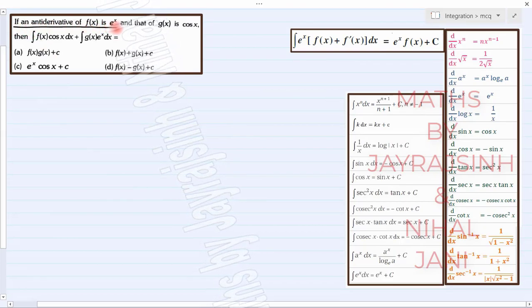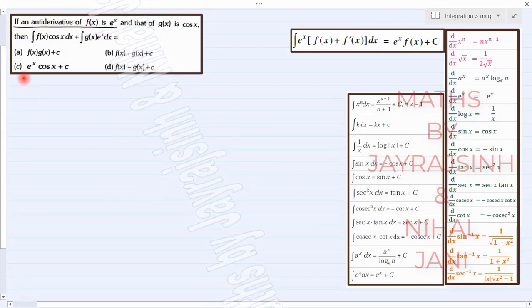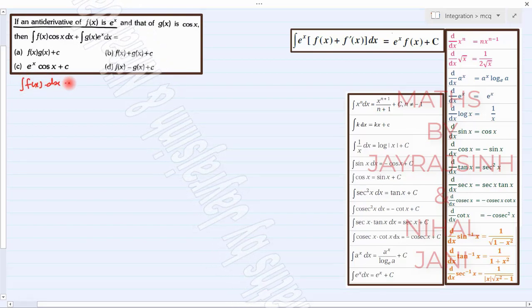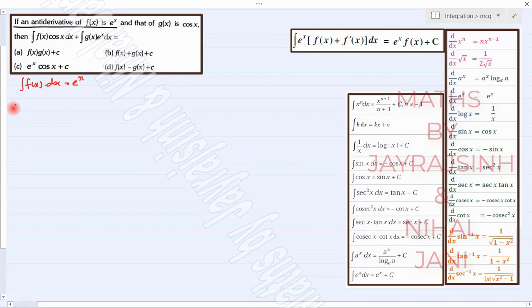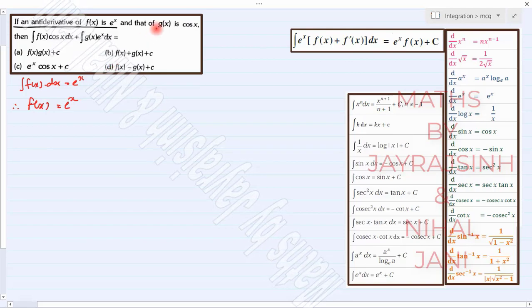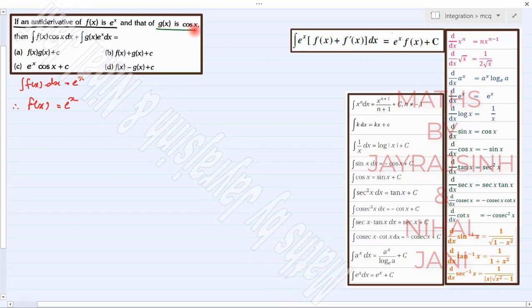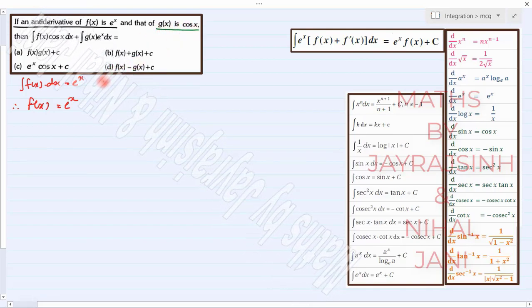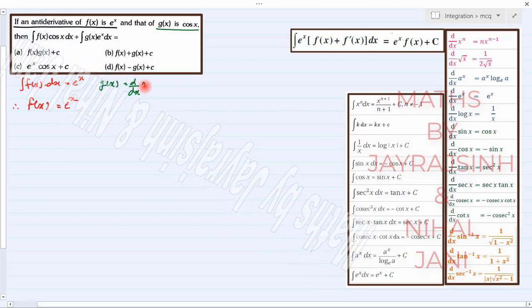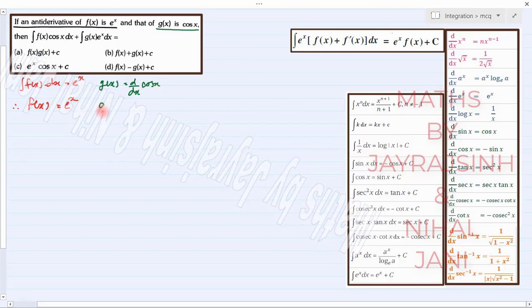Antiderivative of f of x is e raised to x. That means integration of f of x is e raised to x. So we can say your f of x is simply e raised to x. And similarly, antiderivative of g of x is cos x. So we can say your g of x is differentiation of cos x, or we can say minus sin x.